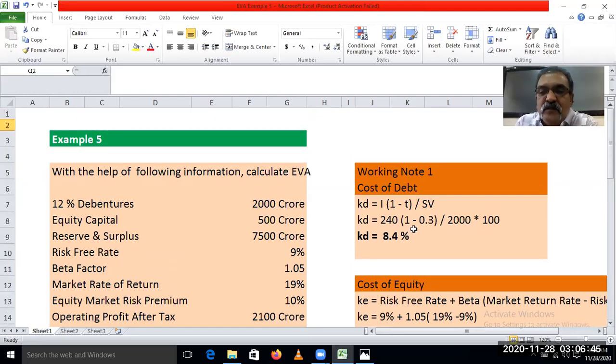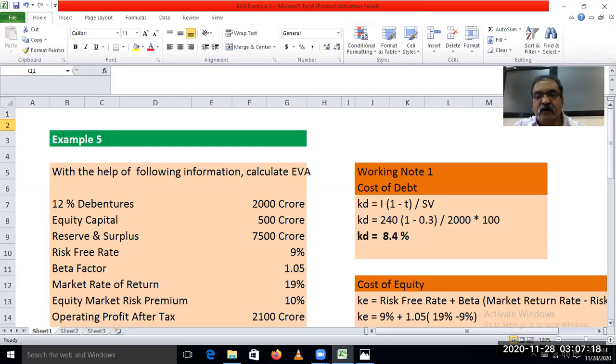So 1 minus 0.30, divided by SV. SV means amount or value of debentures, that is 2000 crore. As we have to calculate the cost of debt in terms of percentage, we multiply by 100. Once we solve this on the calculator, you will get the answer. Cost of debentures or cost of debt is equal to 8.4%. So here we have got the cost of debt.